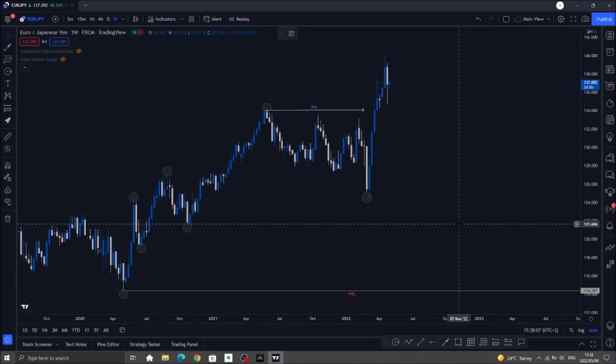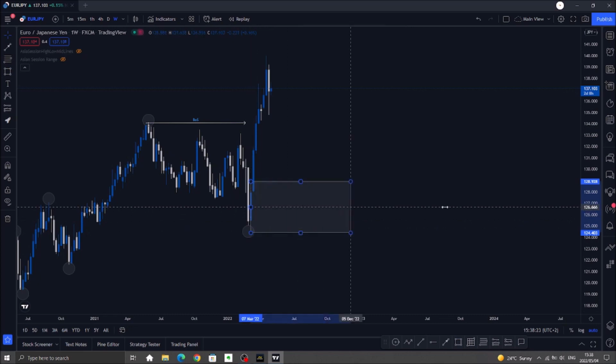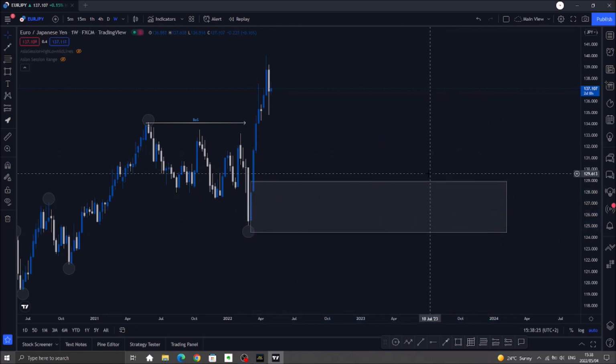So once we've marked out our break of structure, the next thing we want to do is identify where that break of structure originated from, okay? And where that particular break of structure originated from would be this particular candle in here. Now, don't be scared to mark out candles on your higher time frames when you're performing your analysis initially, because the lower you go, the more you can refine that particular zone that you mark out, all right?